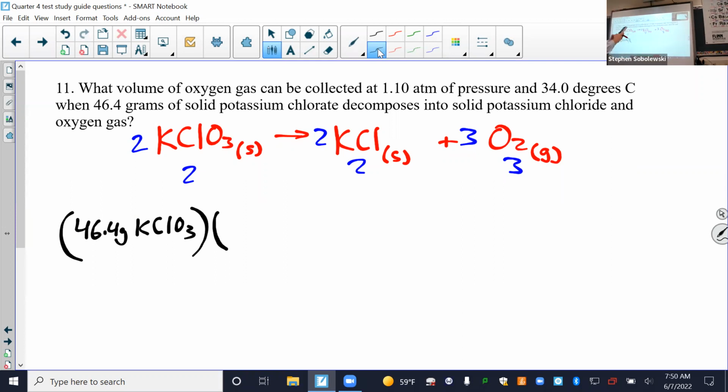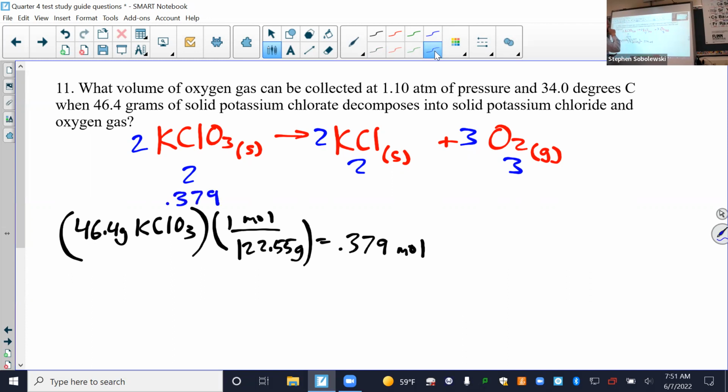I feel like I've used potassium so many times today. Molar mass: 39.098 plus 1 chlorine, plus 3 O's is 48, gives 122.55. So 1 mole over 122.55 grams gives 0.379. Okay, so that's going to fill in under my KClO3, 0.379 moles.